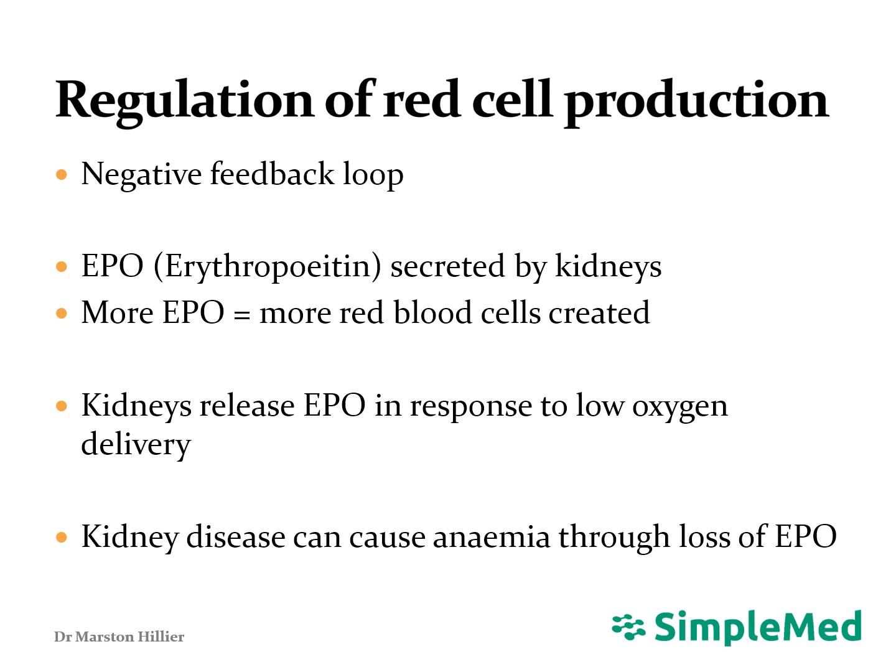Healthy kidneys secrete a hormone called erythropoietin, or EPO for short. The more EPO that's produced, the more red blood cells the bone marrow creates. Kidneys themselves detect low oxygen delivery and in response secrete EPO.